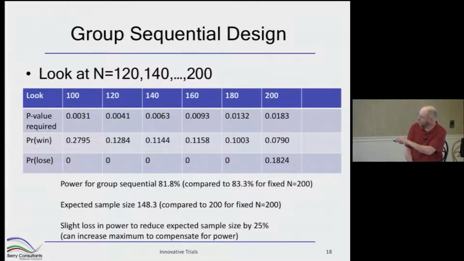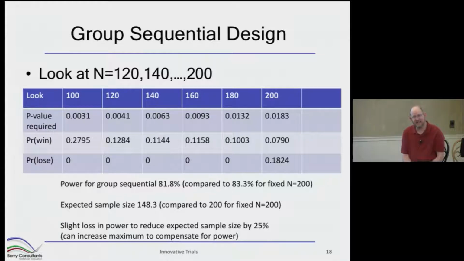If I look at this, my power is 81.8%. Now remember, I was at 83.3. So the first trade-off here is I've lowered power. By looking earlier and by going through 6 hoops, I've lost a little bit of power by doing this. What I've gained is my expected sample size is now 148. Some of these trials stop at 100, 120, 140, they stop early. A few of them go all the way to 200. So I'm basically saving 25% of my sample size, and it has cost me 1.5% power. So I have to decide about that trade-off.